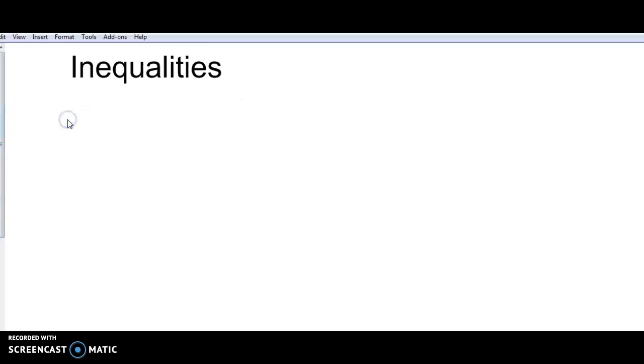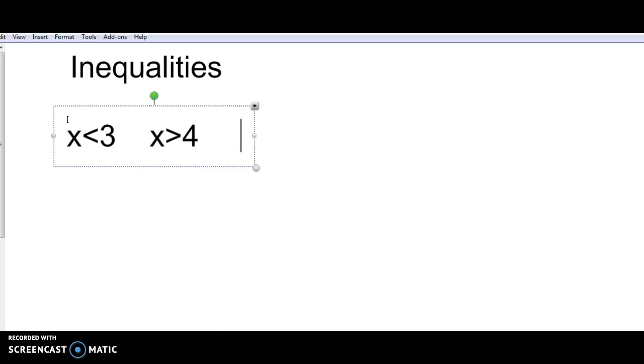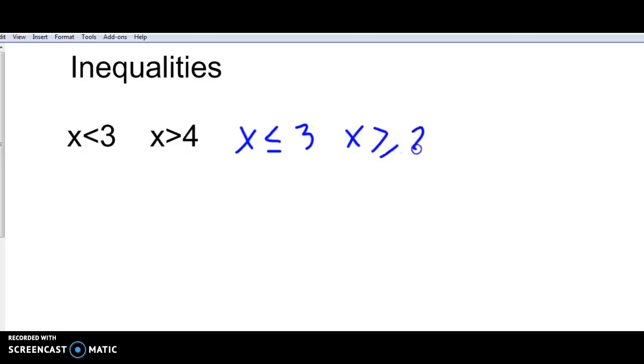Inequalities are stuff like x is less than 3. Could be stuff like x is greater than 4. Maybe x is, I don't think I can do less than or equal to. Nope. Let's do it this way. x is less than or equal to 3. Maybe x is greater than or equal to 2.5. And so the first thing I want to talk about is what does that actually mean?